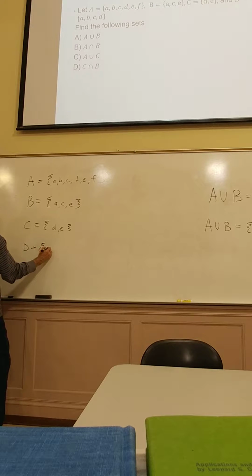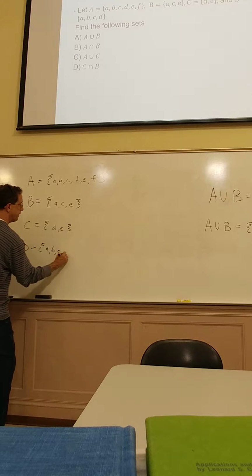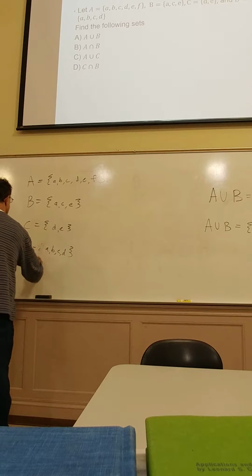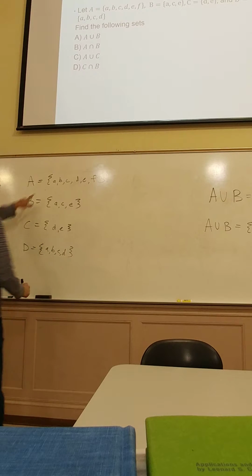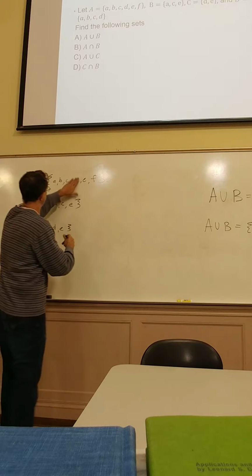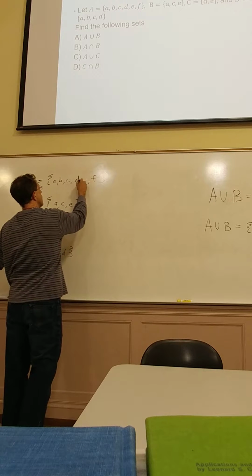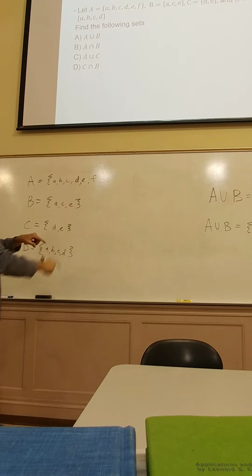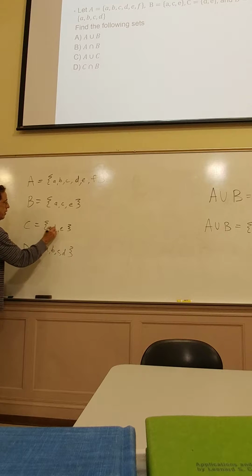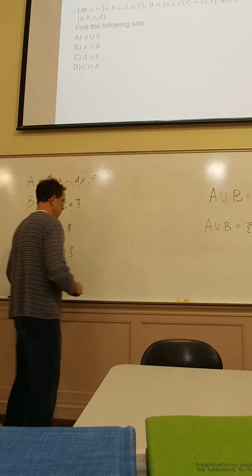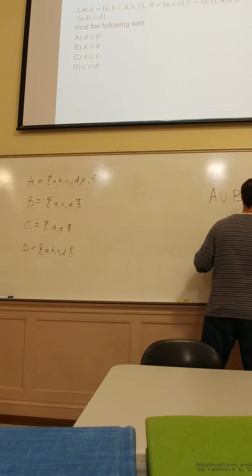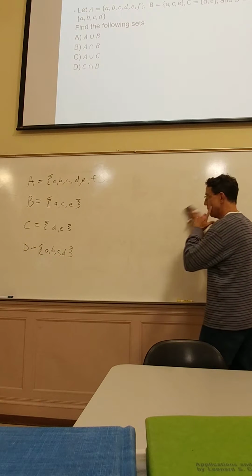So I'm just writing these sets down. A is A, B, C, D, E, F. B is A, C, E. C is D, E. And then D is A, B, C, D. So we're going to do A union B. Let me get this out of the way so you don't get confused with the new one.